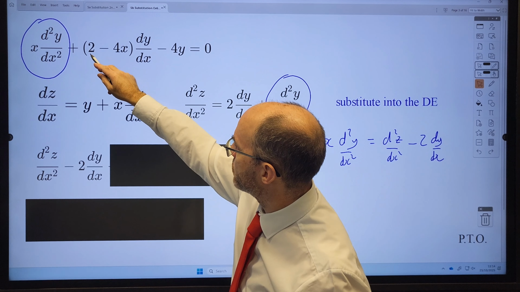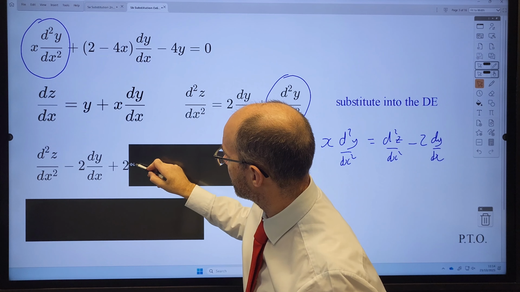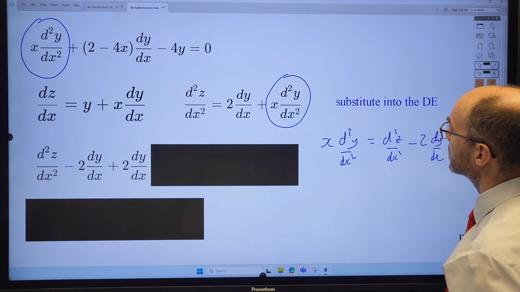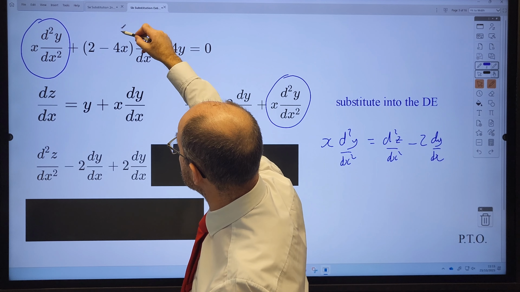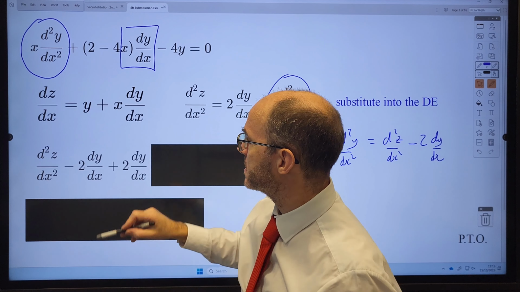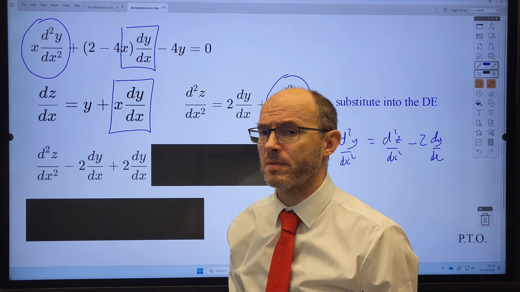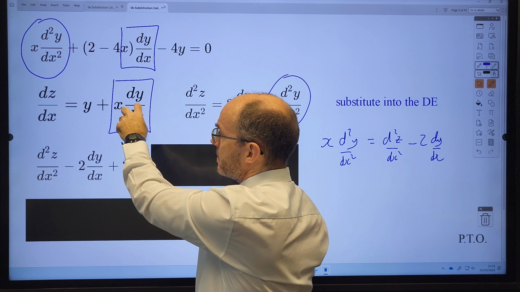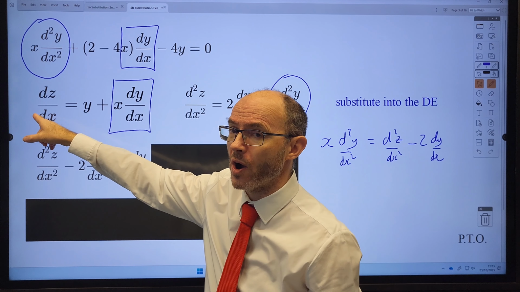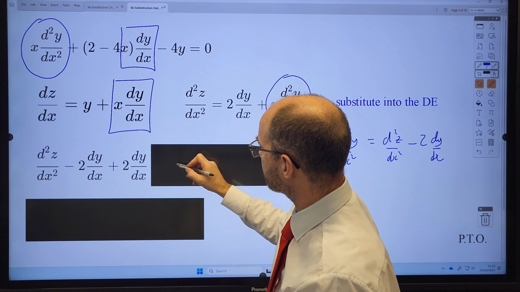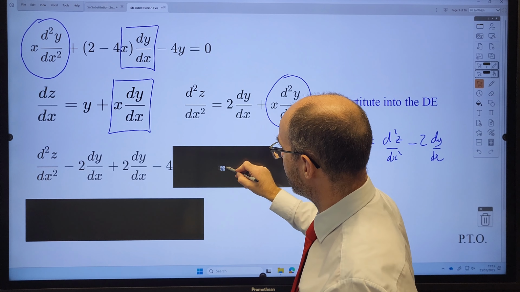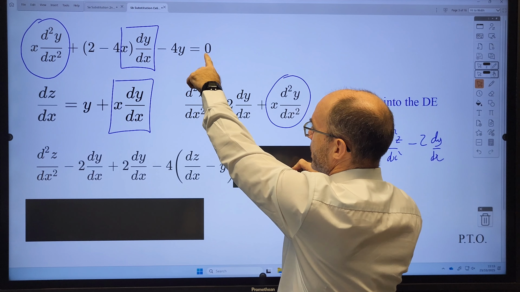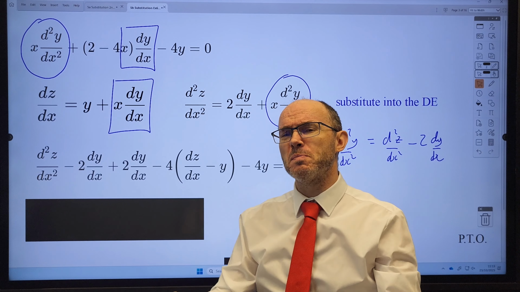This bit, I'm just going to expand the bracket, so 2 times dy/dx, okay? And then this bit, subtract 4x dy/dx. Now, note this bit, the x dy/dx bit is exactly the same as this, x dy/dx. So I can make short work of that if I just make x dy/dx the subject here and write that as dz/dx minus y. So that's negative 4 and then multiplied by what I just said, dz/dx minus y. And of course, subtract 4y equals 0. For me, that's the simplest way around. Okay?